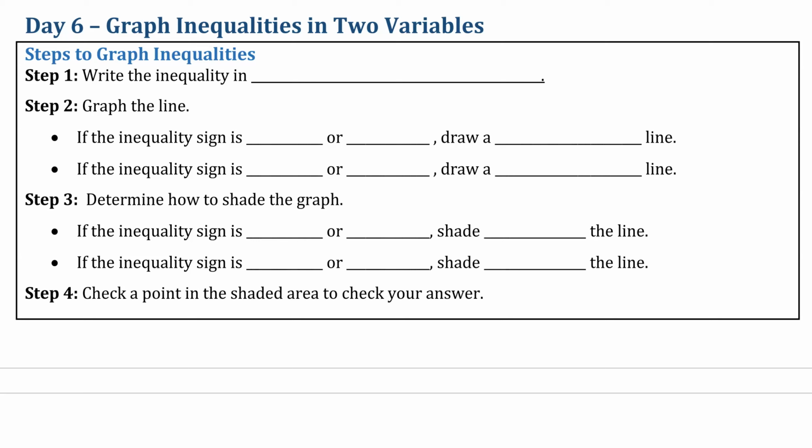We have a little checklist right here because there's a lot going on when we graph these inequalities. The very first thing we want to do, like when we graph our line, is write the inequality in slope-intercept form. You know, that y equals mx plus b, except this time we're not going to have the equal sign. We're going to have greater than, equal to, or less than, whatever.